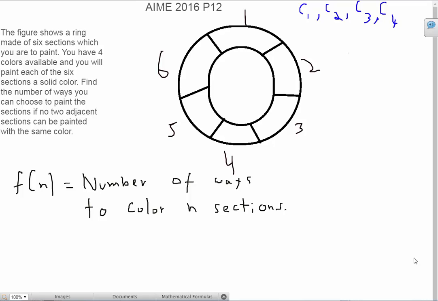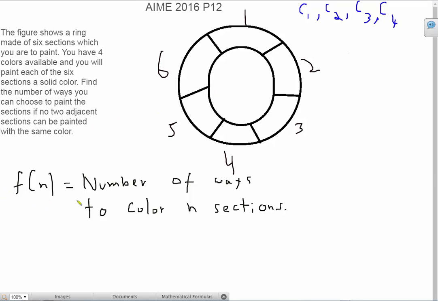Hi all, today we're going to be doing a problem from the AIME Math Competition, question 12, year 2016. The question states: the figure shows a ring made of 6 sections which you are to paint. You have 4 colors available and you will paint each of the 6 sections a solid color. Find the number of ways you can choose to paint the sections if no 2 adjacent sections can be painted with the same color. Okay, so let's just tackle this question head on.